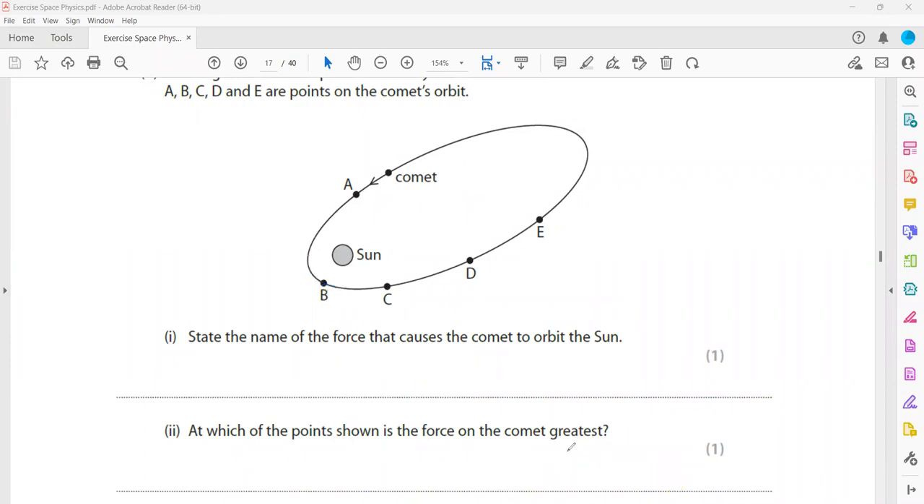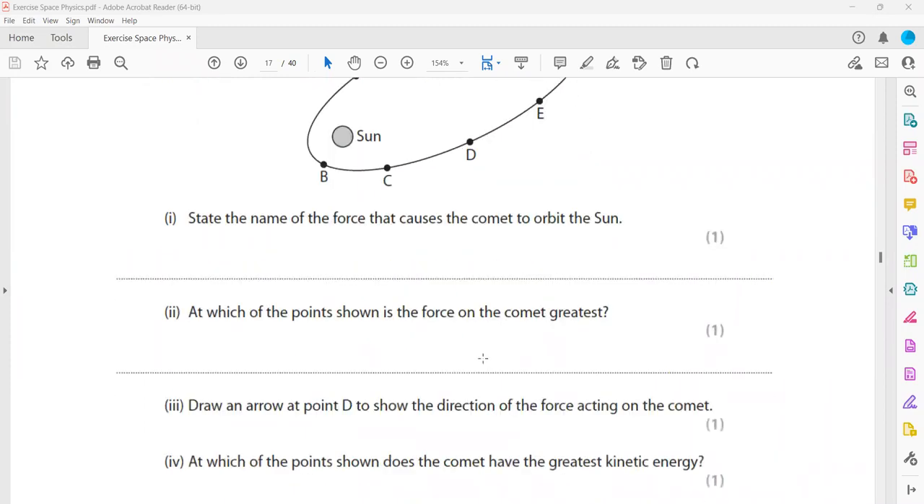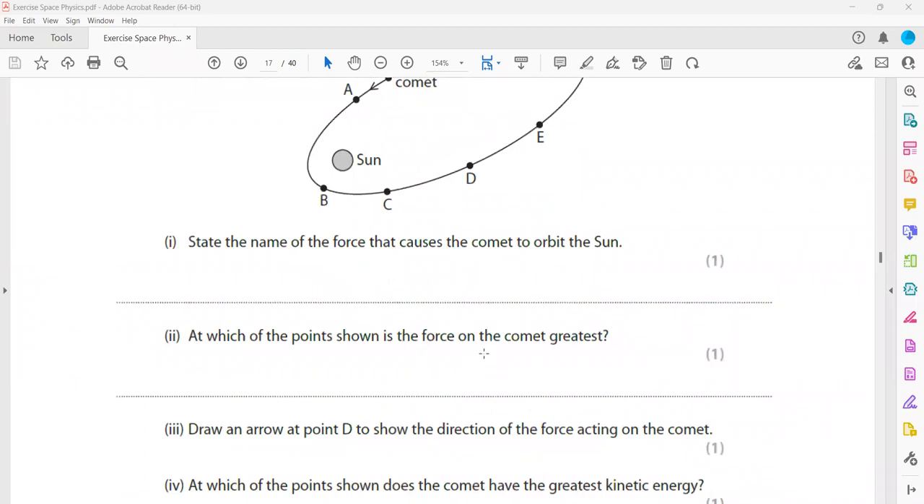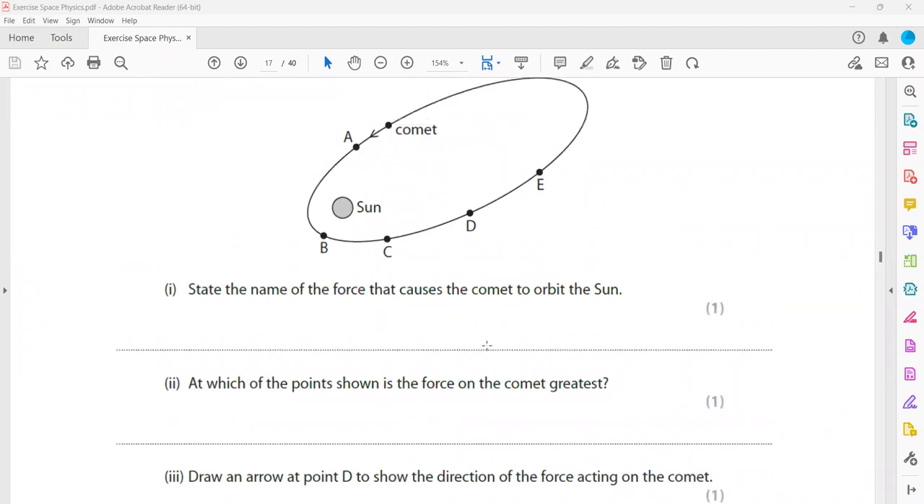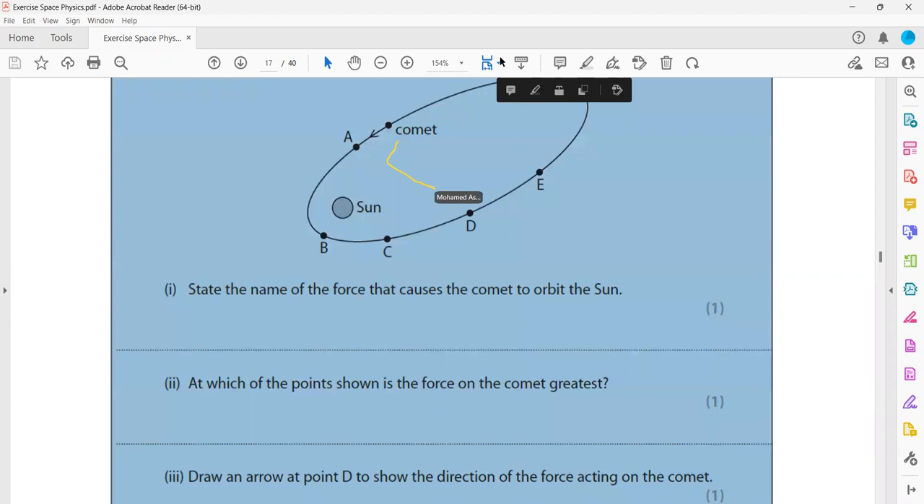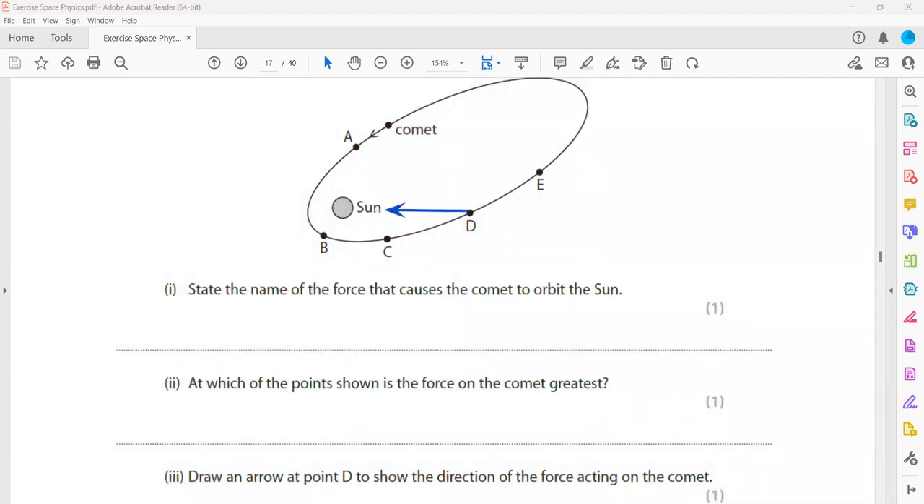So the next part: draw an arrow at point D to show the direction of the force acting on the comet. So the force of gravity is there. At point D, when we want to draw the direction, we will draw a direction from D towards the sun. Don't draw towards the center here because the gravitational force is due to the sun. So we will draw towards the sun.